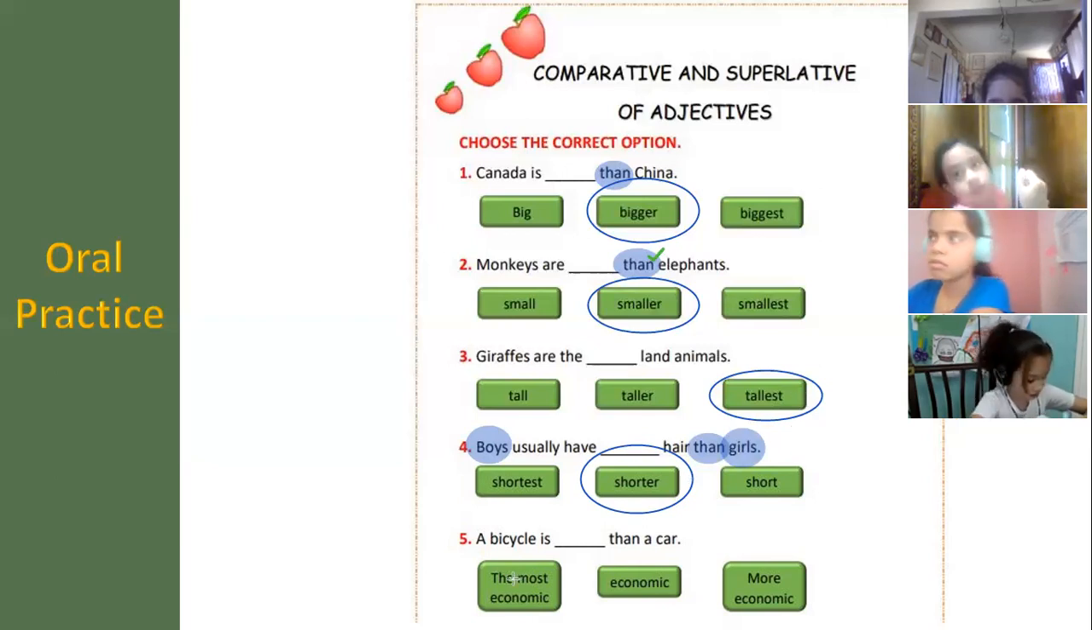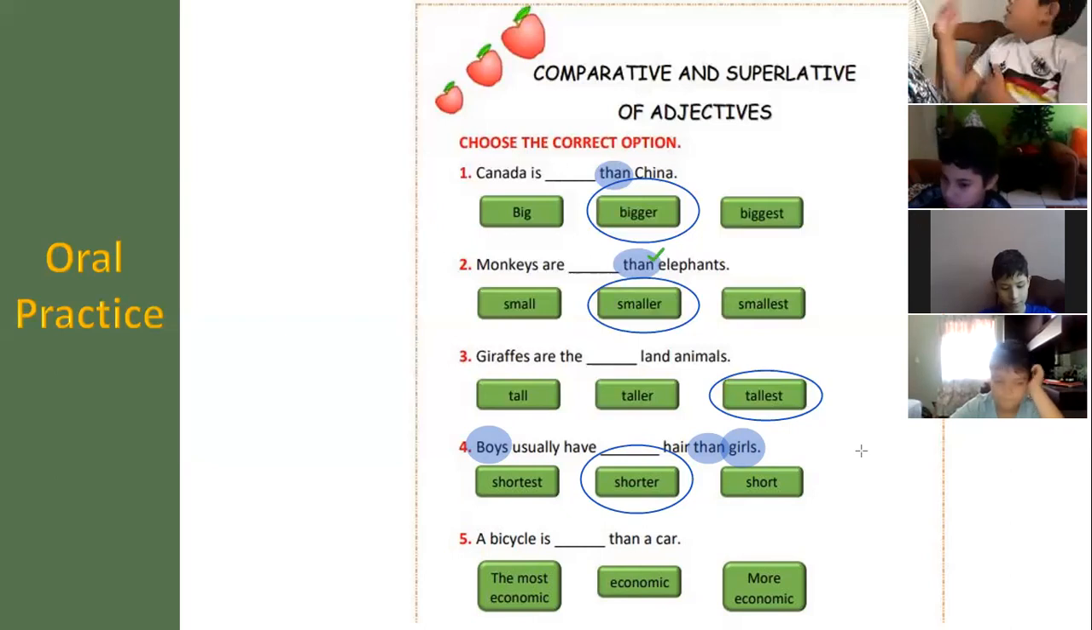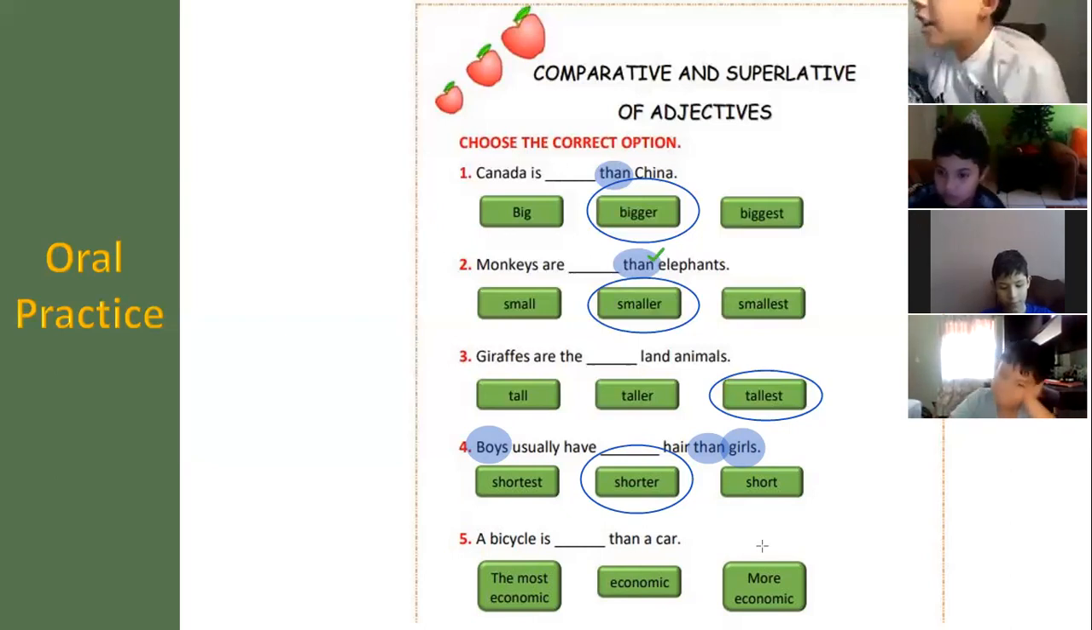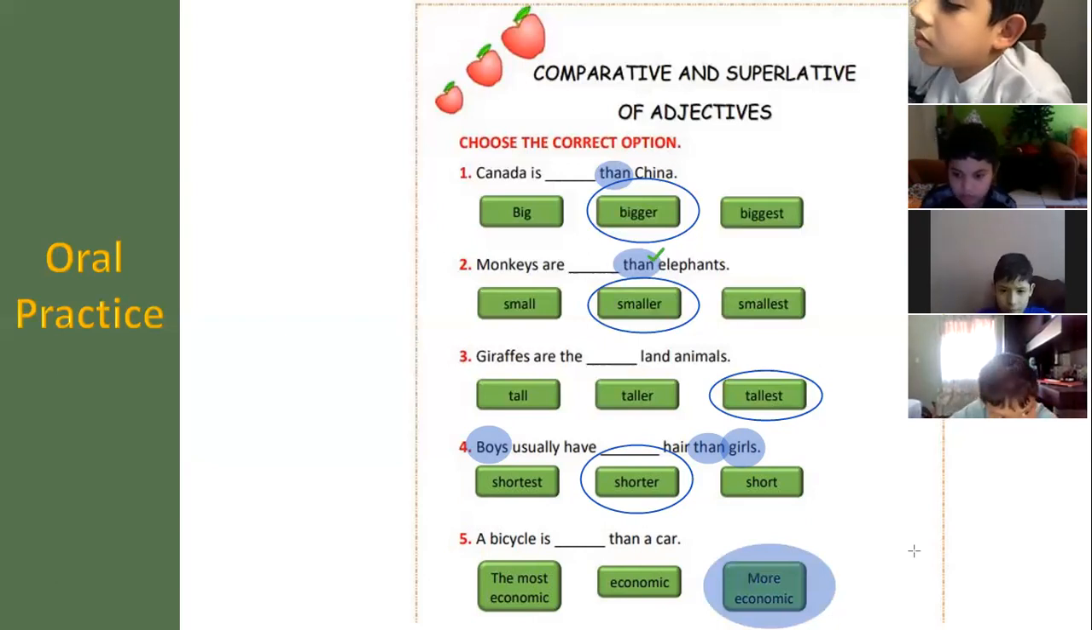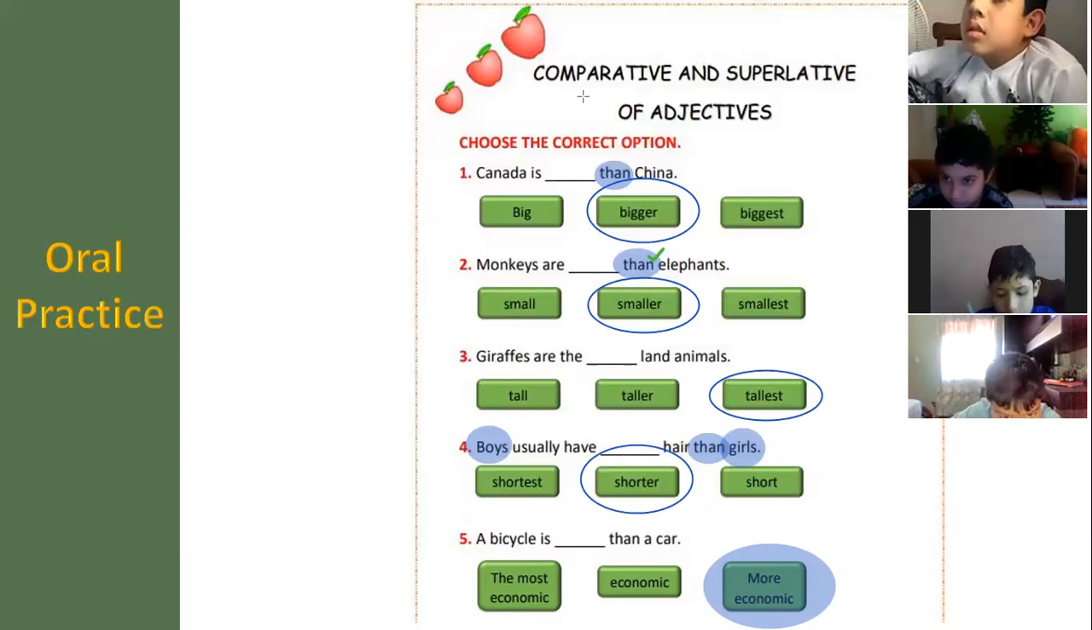Crystal, the last one. A bicycle is than a car. More economic. Yes. Because more economic, right, Sebastian, is equal to an ER. A bicycle is more economic than a car. Economic is an adjective, right, Alan, that has 3 or more syllables.